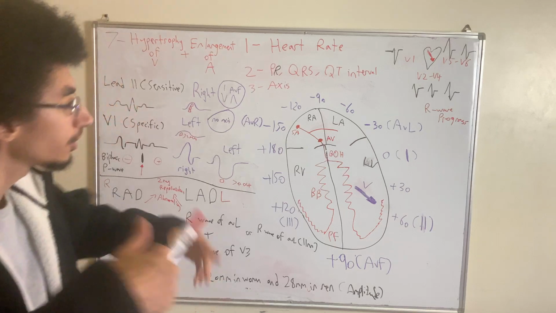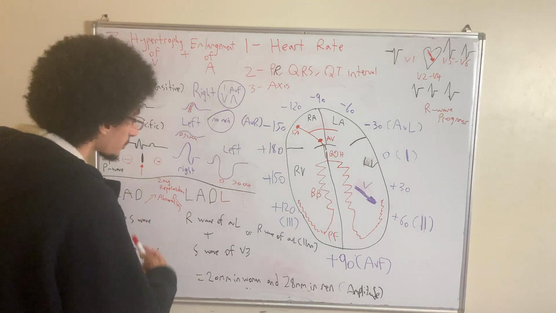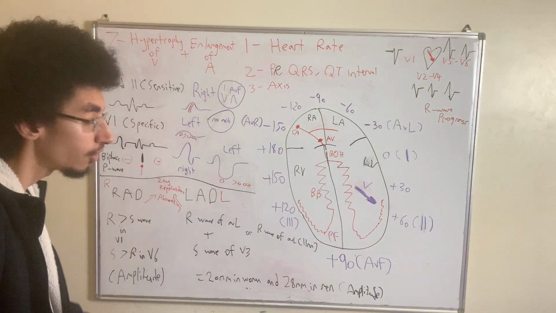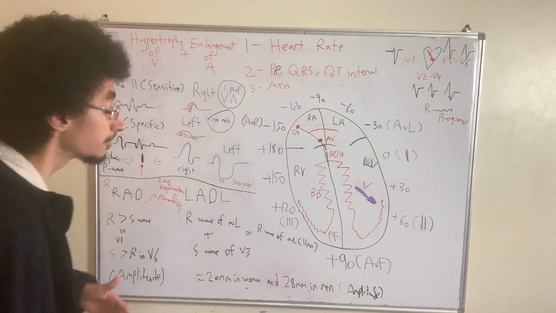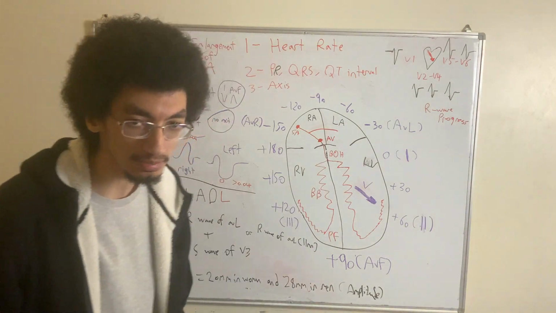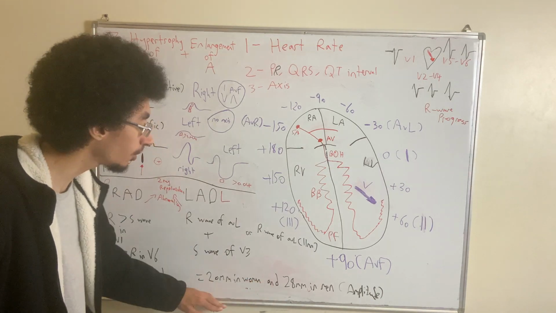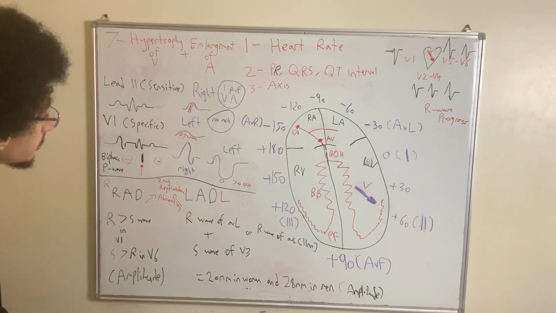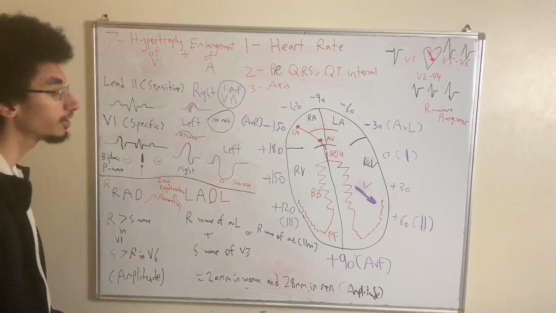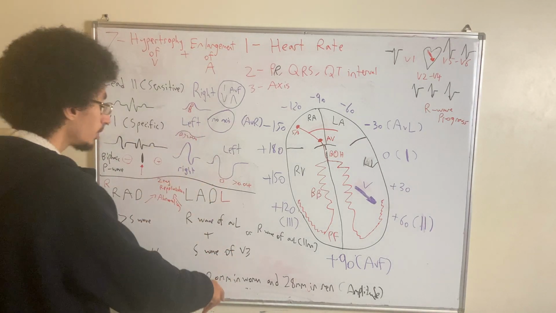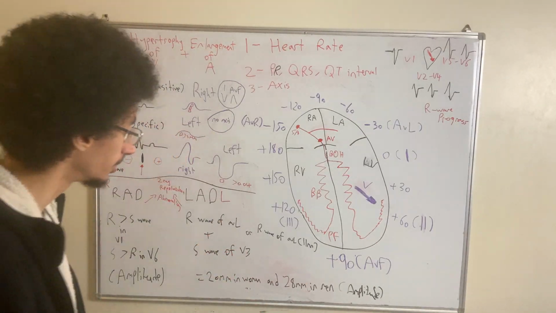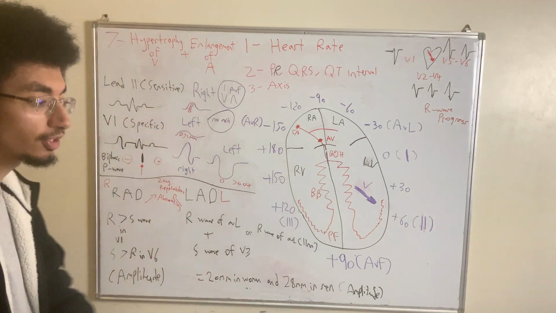Is this abnormal? No, because as long as it doesn't exceed 20 millimeters total in women or 28 millimeters in men, as long as it doesn't reach this threshold, this is normal. So one criteria is I take the R wave amplitude, add it to the S wave amplitude in V3, and see whether it's 20 millimeters total in women, left ventricular hypertrophy. 28 millimeters in men, left ventricular hypertrophy.